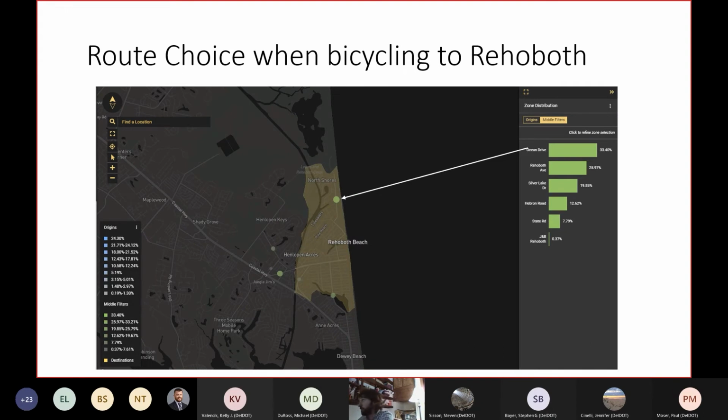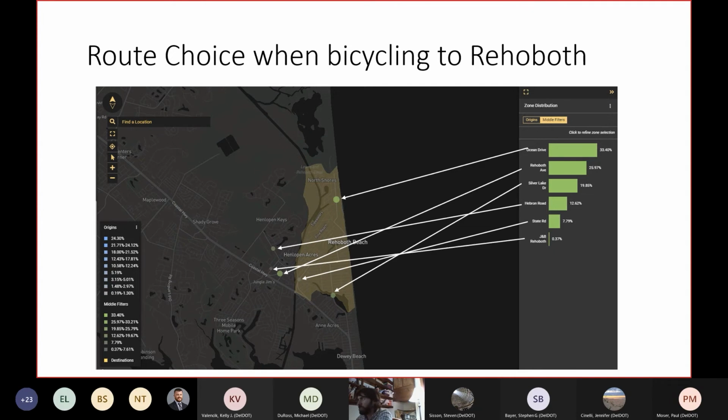I'll save my observations for the next one because they're similar. We did this again for Rehoboth. About 33% of people cycling into the zone came from Ocean Drive, which is what takes you to the Gordons Pond Trail. Rehoboth Avenue was a pretty close second, with Silver Lake Drive in the south coming up from Dewey, or other areas down there, the Forgotten Mile, for instance. Hebron Road, another big one. State Road, and Junction Breakwater at 0.3%.